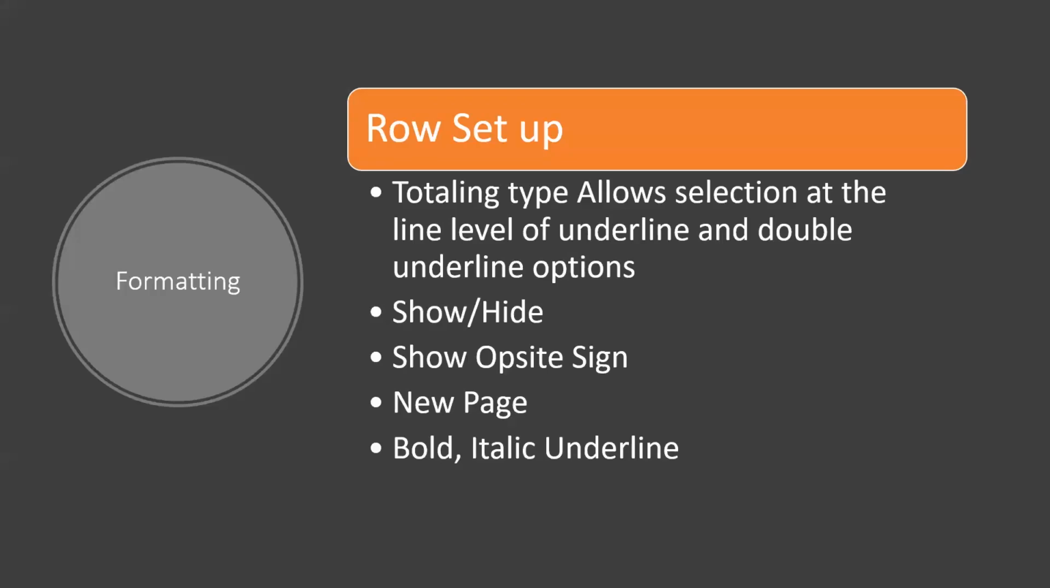So let's take a look at the row setup. Totaling type allows the selection at the line level of underline and double underline options. Okay, so you can start giving some formats for totals, right? Then show height. You can, for instance, say that if any of the lines or accounts on your report is not actually to be printed, you can hide it. Show opposite sign. For instance, sometimes we have some debits or credits, it depends on the specific account, but the sales account will normally be shown in negative.